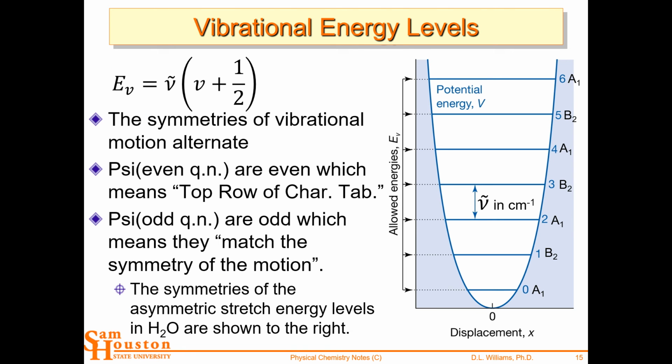The vibrational energy levels have the same kind of alternating pattern. This is for the asymmetric stretch. Notice that it's top row and then the symmetry of the stretch, and then top row, the symmetry of the stretch. So that's how these energy levels are labeled. The only real weird one is electronic wave functions, these green and red diagrams, where you can't depend upon the ground state being A1. For vibration and rotation, the ground state is always even, and then the next state is whatever the symmetry of the motion is.